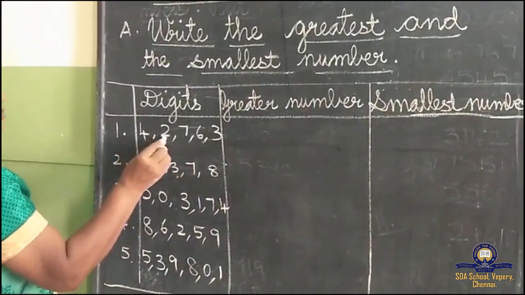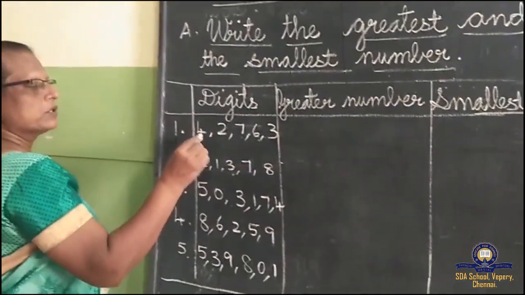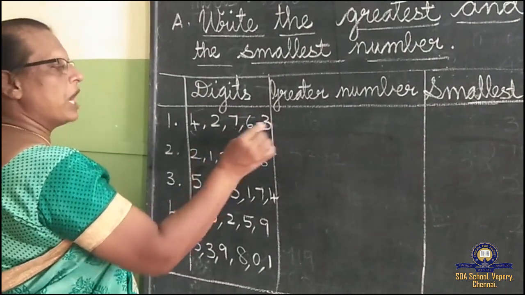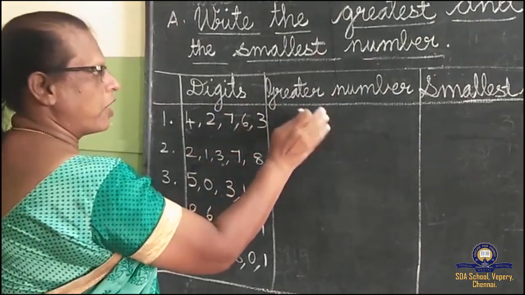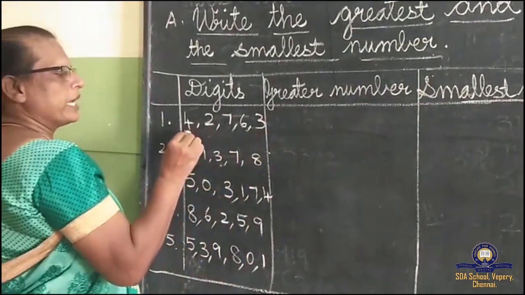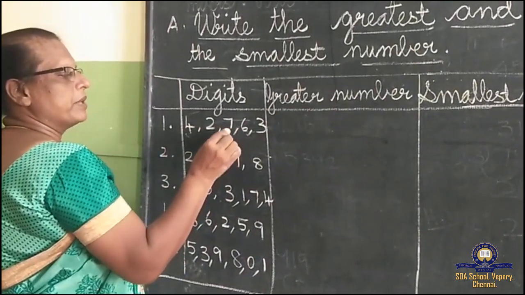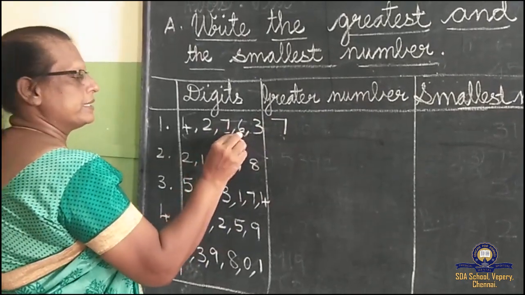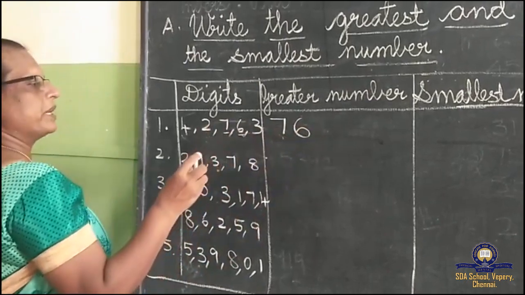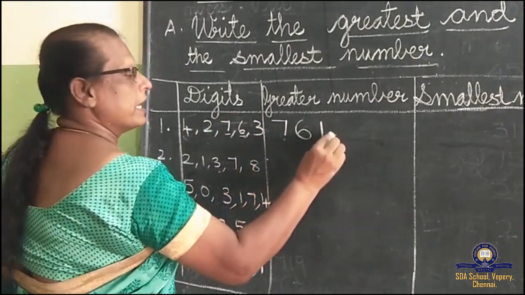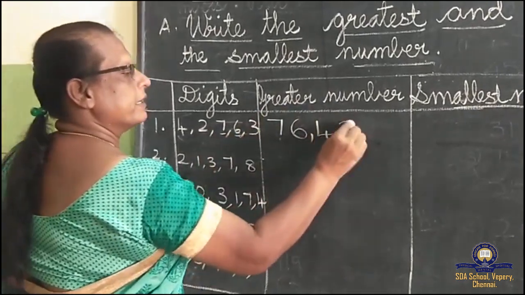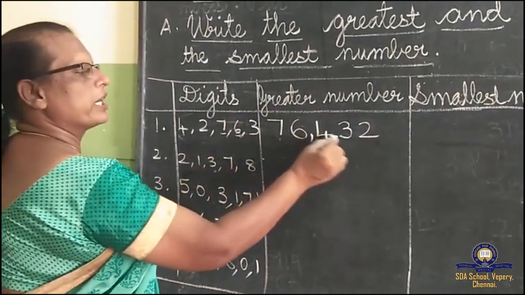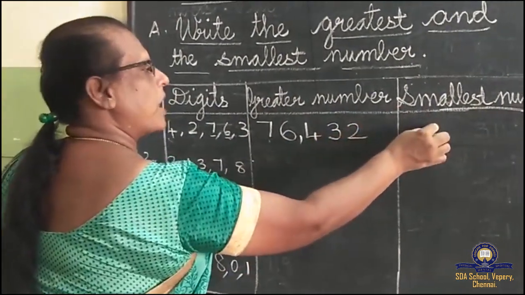See here 4, 2, 7, 6, 3. So from this number, see they have given how many digits? 5 digits they have given. With these digits, you have to form the greatest number and the smallest number. So can you say, children, which is the biggest number here? 7. So you have to write 7 first. And then which is the biggest number? 6. And then 4. And then 3. Then you have to write that. So 76,432. So while coming to the smallest number, it's very easy.